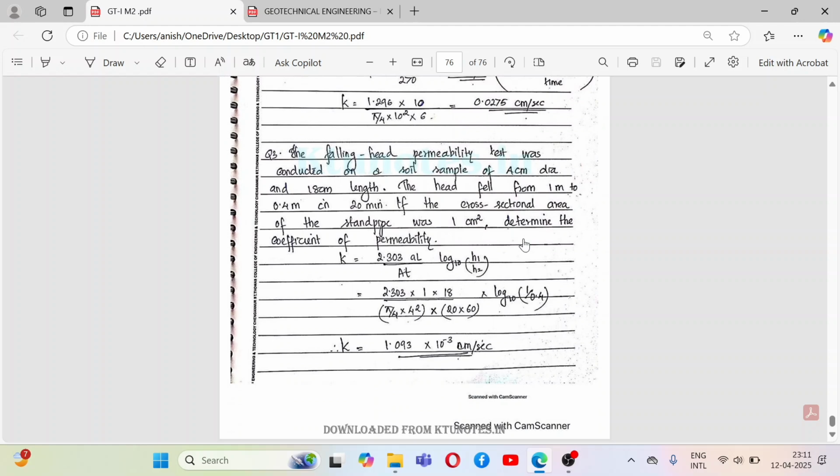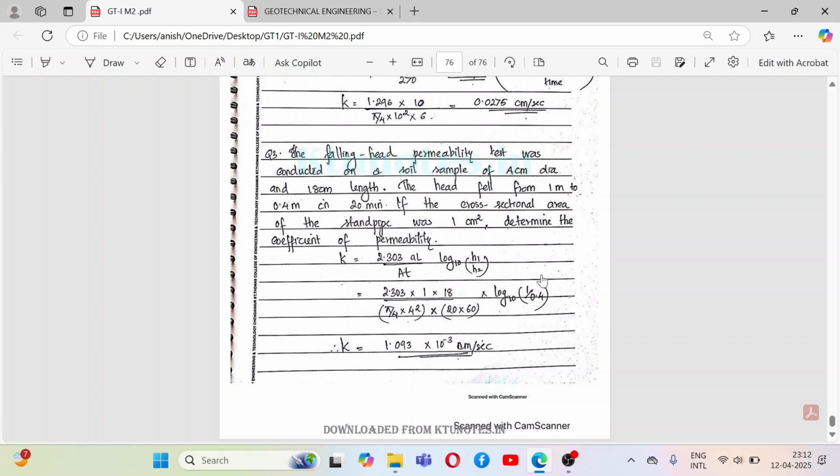And we have one more problem. The falling head permeability test was conducted on a soil mass of 4 centimeter diameter and 18 centimeter length. The head fell from 1 meter to 0.4 meter in 20 minutes. If the cross-sectional area of the standpipe was 1 centimeter square, determine the coefficient of permeability.